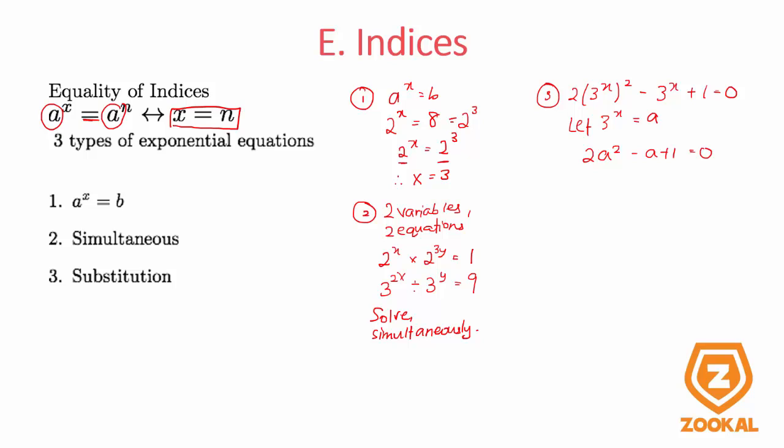Then we can use one of many methods to solve this, and we find a value for a. And when we find the value for a, we let this value, let's say it is 1. So we let this value, and then we solve for x instead.